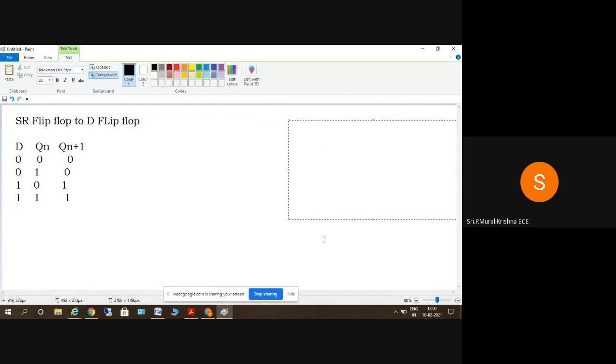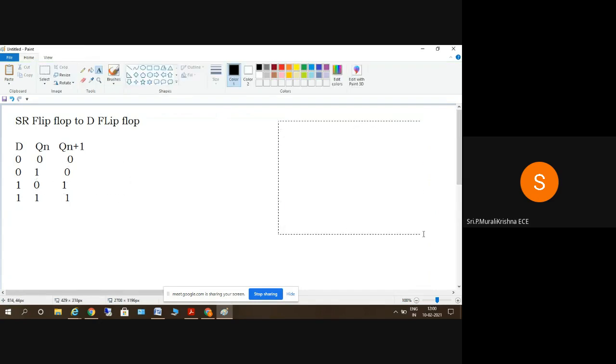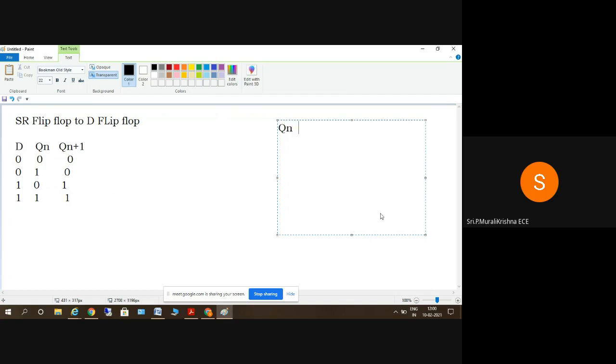Excitation table of SR flip-flop. So Q of n, Q of n plus 1. So 0 0, 0 1, 1 0, 1 1. The excitation table includes the values of S and R. So what are the values of SR? 0, don't care; 1, 0; 0, 1; don't care, 0.